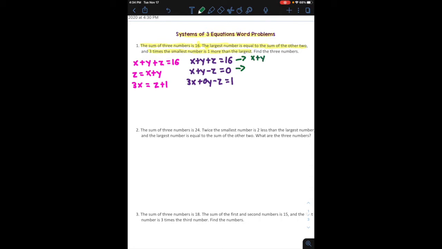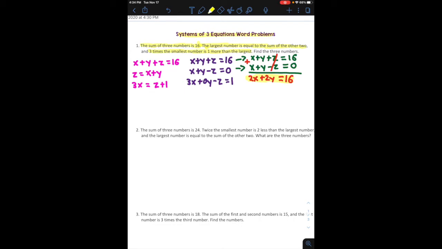So we would have x plus y plus z equals 16, and x plus y minus z equals 0. If we add these together, we get 2x plus 2y, the z's will cancel out, equals 16. We know we have to save this equation for later, so you should either highlight it or put a circle or box around it so we know in step 3 we're going to use that equation.